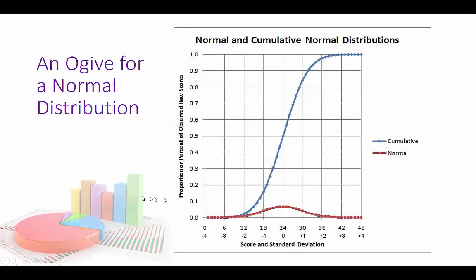I was just going to show you, this is what an ogive, or cumulative frequency distribution, looks like for a normal distribution. So one way you can check if something's approximately normal, if you get a graph like this for cumulative frequency, then it probably is a normal distribution.